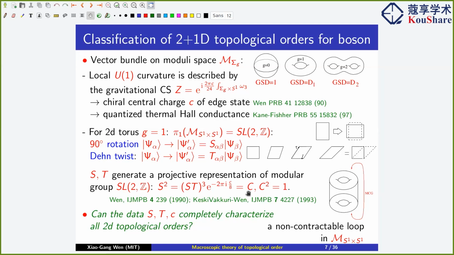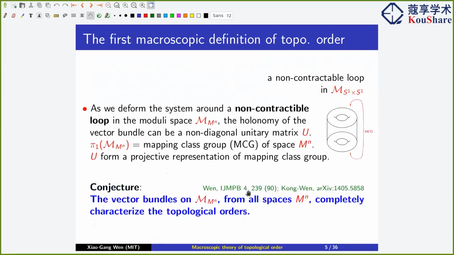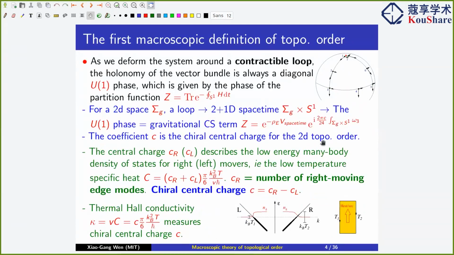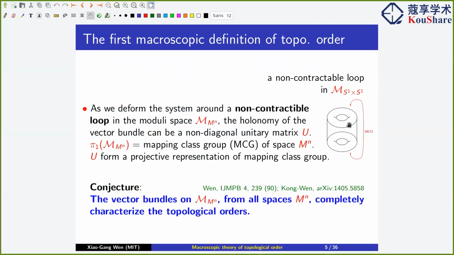So this parameterization is in the moduli space. So the metric is not the real metric. No, it's a real metric. Yeah, maybe we can discuss this. When you consider a loop in moduli space, you are actually considering a time-dependent metric.